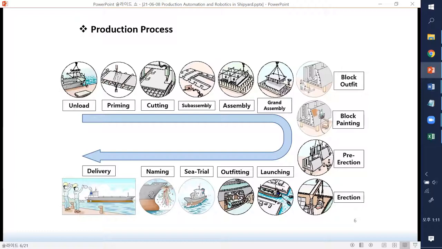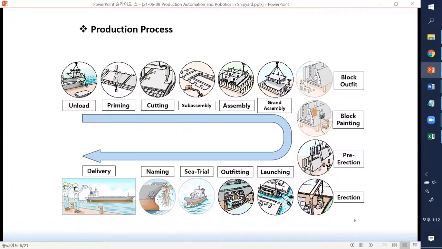And the fourth step is sub-assembly. Sub-assembly is a smaller size assembly, the first stage, and then assembly is a medium size assembly. And finally, we need to have a grand assembly, so it can build into a complete block. And then each block needs to have an outfitting process. Outfitting means something like piping, cabling, and other materials attached to the steel plate.